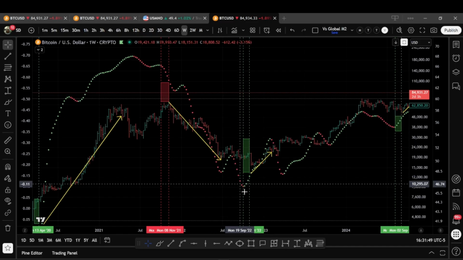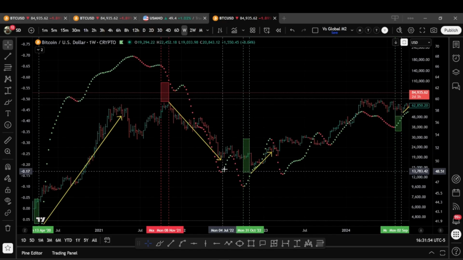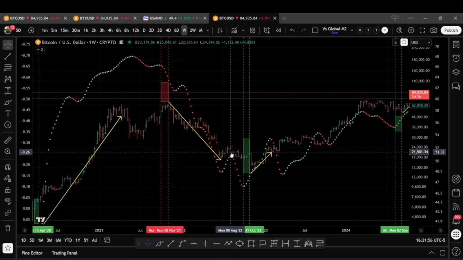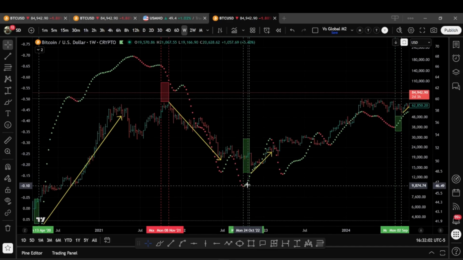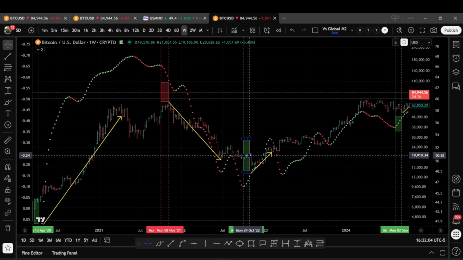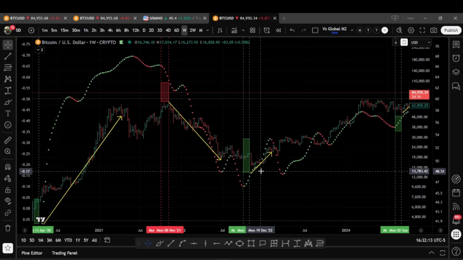Now, what about the reversal here? Okay, so maybe you would DCA in here. It's not a bad spot to DCA in, around 20 grand. It falls off again. And then you have 1, 2, 3, 4 weeks. Okay, you can get in around here, around 18 grand.